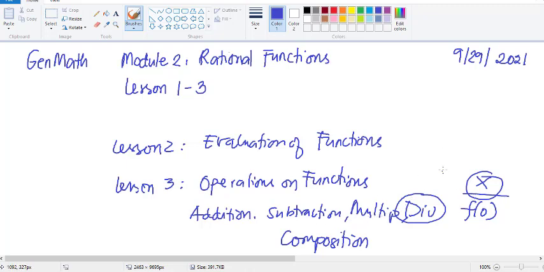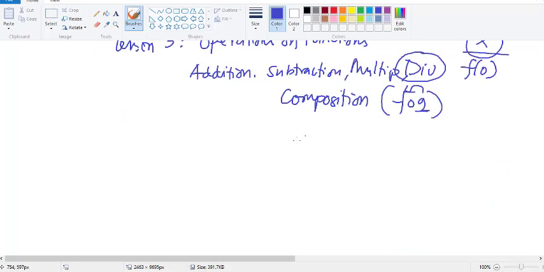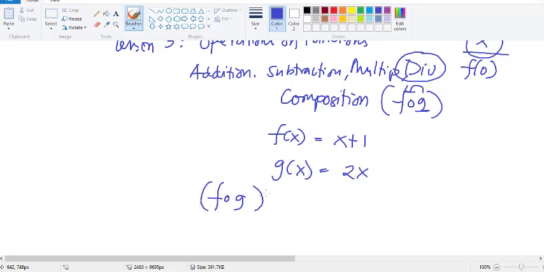Ang composition naman, just a quick review again, the second function is going to be the input for the first function. Yun lang naman ang composition. So, for example, if you have f of x is equal to x plus 1, and g of x is equal to 2x, and you're going to find the composition of f of g of x, this is going to be x plus 1, but this x is going to be 2x. So magiging 2x plus 1.